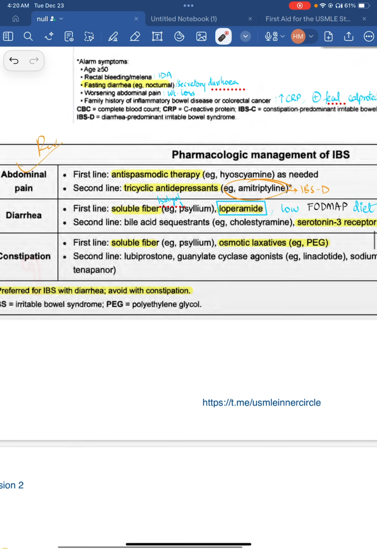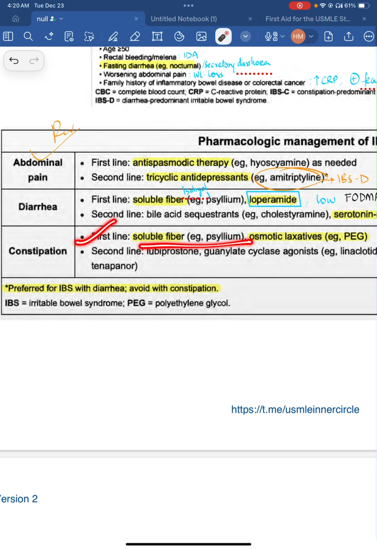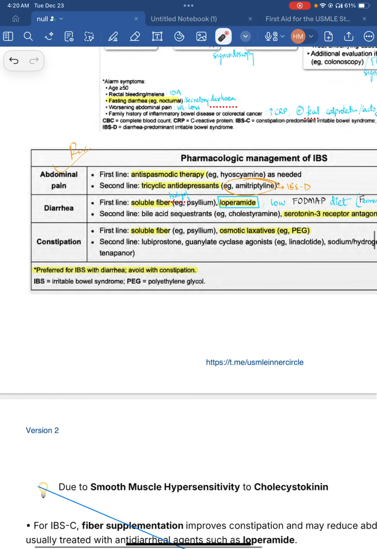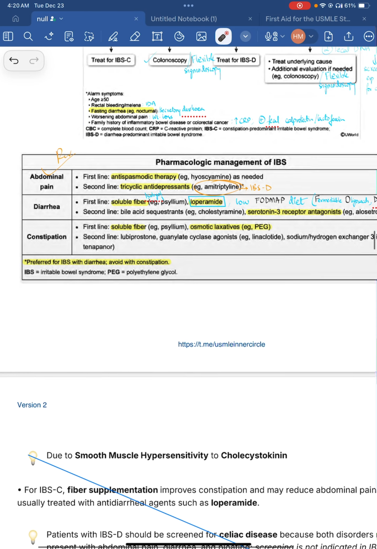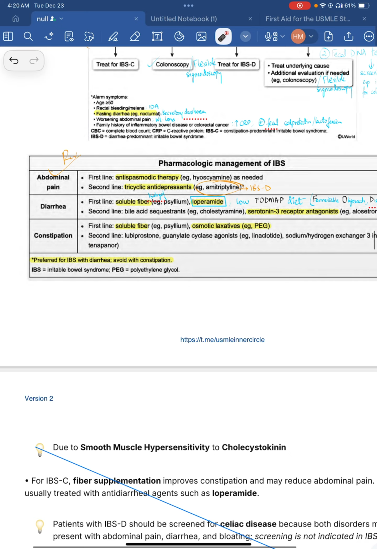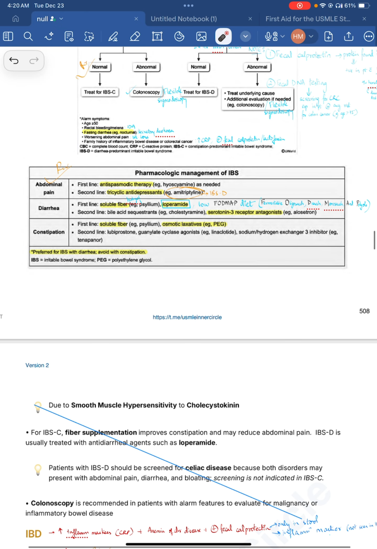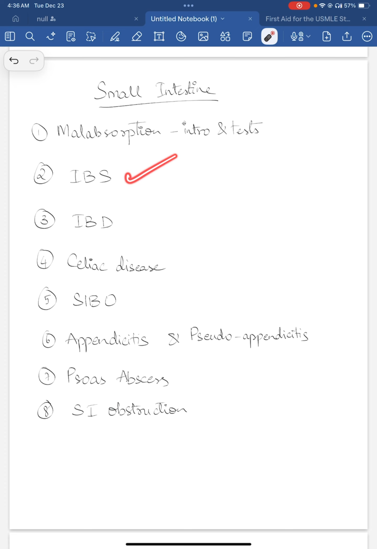What about constipation? In constipation, first you need to give psyllium husk, that is soluble fiber, and you need to start laxatives like PEG, polyethylene glycol. Second line is lubiprostone, linaclotide, tenapanor. The second line constipation drugs are not so important. You need to remember the first line. First lines are more important, obviously. We completed our discussion of IBS.